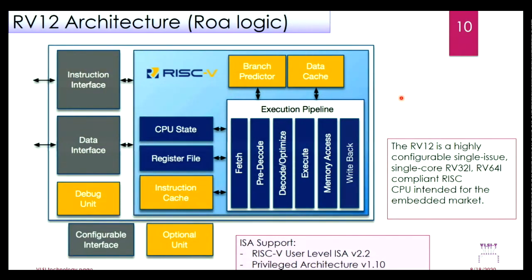About the VG CPU core, an open architecture from RISC-V will be used in our system. The core is highly configurable, single issue, single core, RV32I and RV64I. It supports user level ISA version 2.2 and privileged architecture version 2.10.